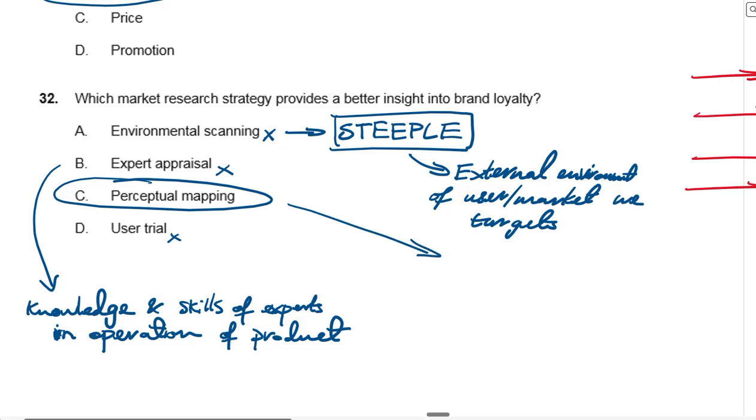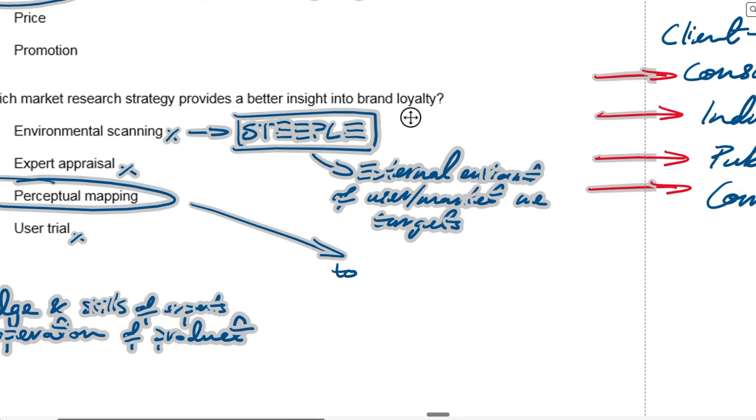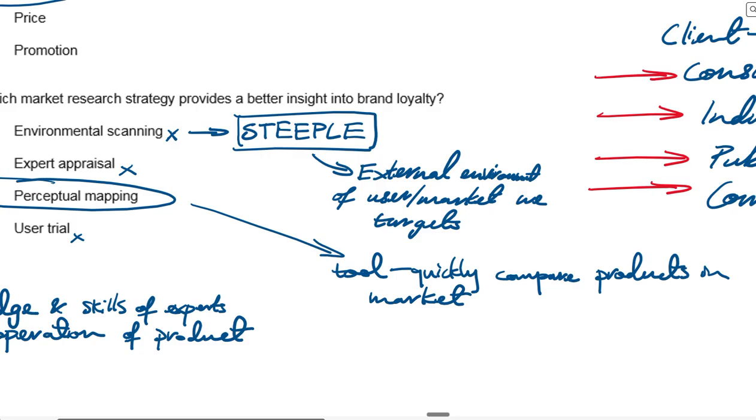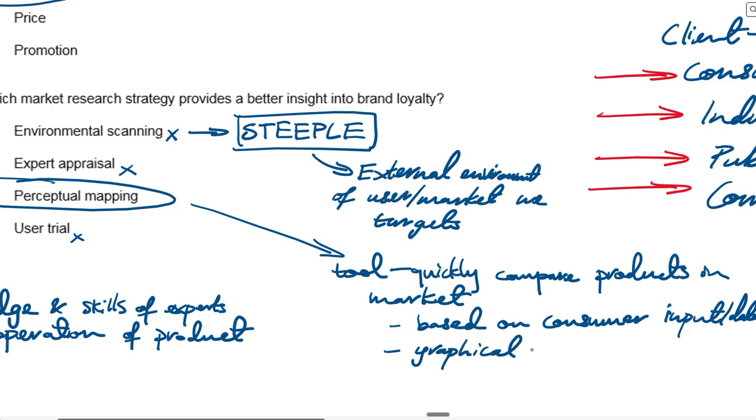All right, and then now perceptual mapping, which is our correct answer. That is just a tool. Hope you guys remember what it is. Tool to quickly compare products in the market to each other based on consumer rankings in the market and based on consumer input data, right? And we have a graphical representation. So this is the key points to remember about perceptual mapping.